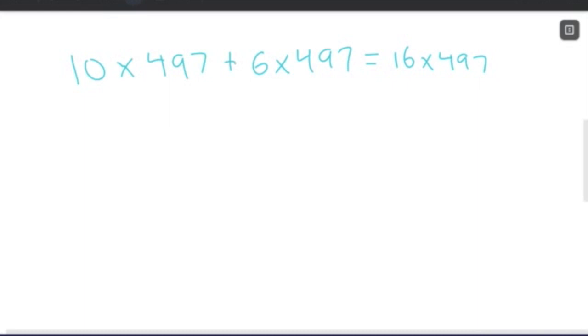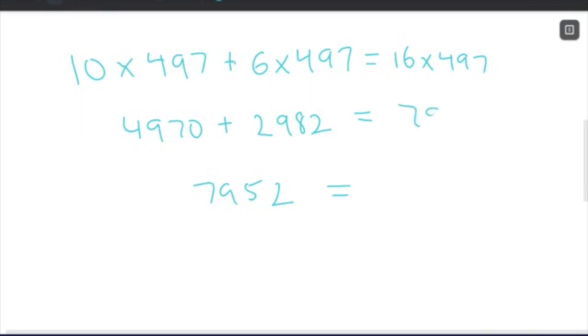So 10 times 497 gives us 4,970. And when added to 6 times 497, that gives us 2,982. Adding these together, we get 7,952. And I want to see if that is the same on the right-hand side. So multiplying 16 by this number, 497, that gives me the exact same thing.